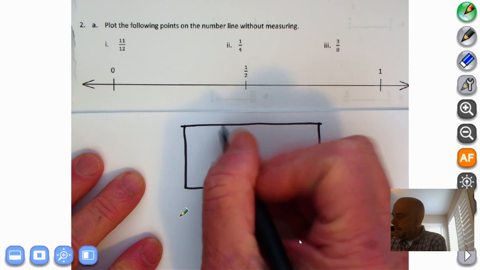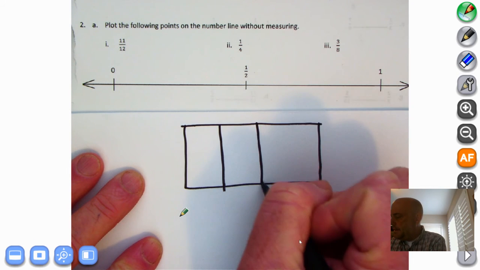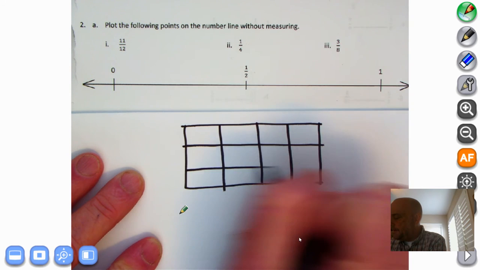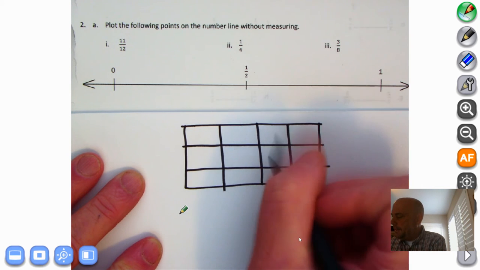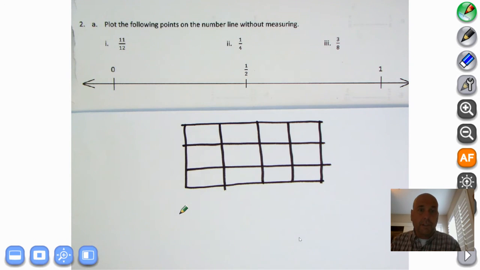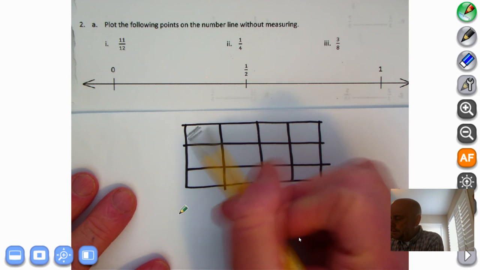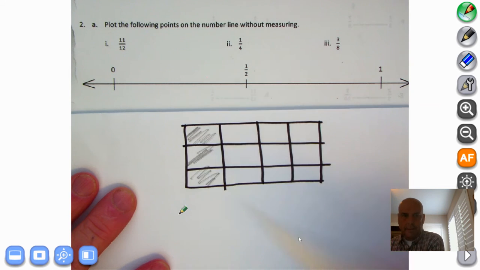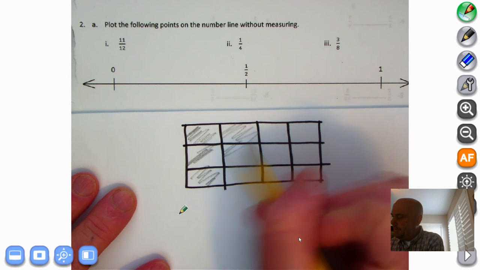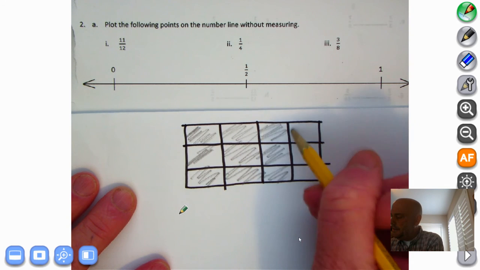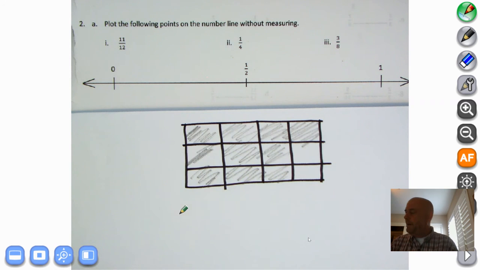We had 4 rows and 3 columns to give us a total of what? 1, 2, 3, 4, 5, 6, 7, 8, 9, 10, 11, 12 pieces. Okay, so our first fraction is 11/12. Well, let's take a look at 11/12. 1, 2, 3, 4, 5, 6, 7, 8, 9, 10, and 11. We're pretty darn close to one whole candy bar, right?